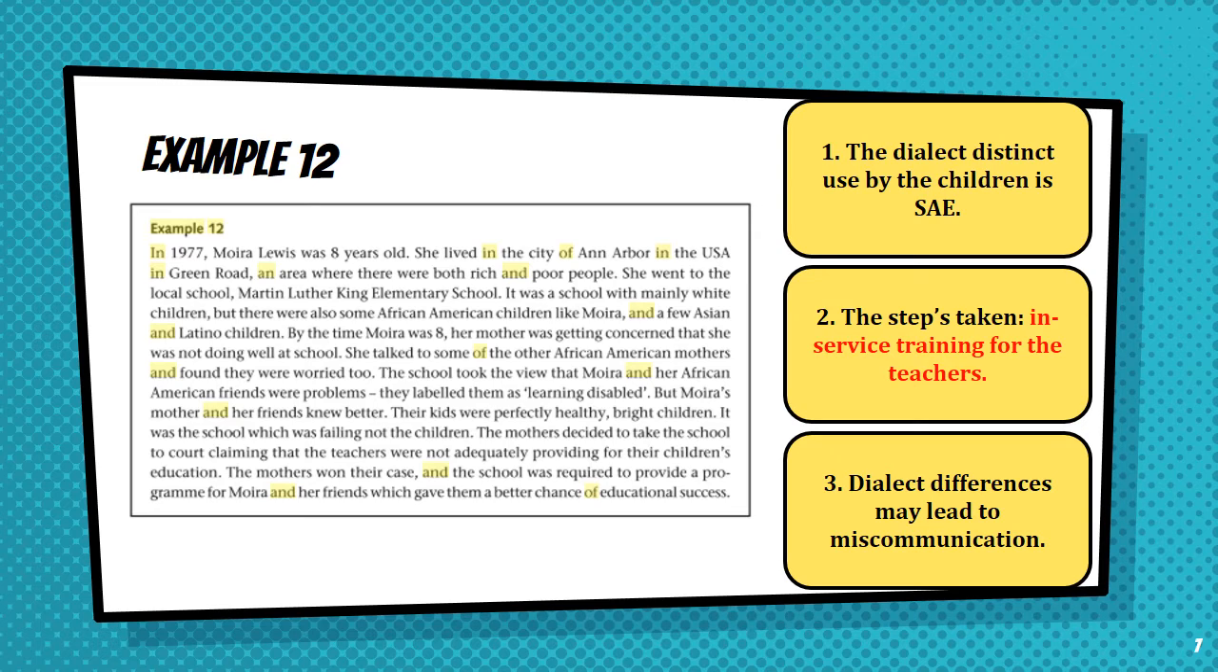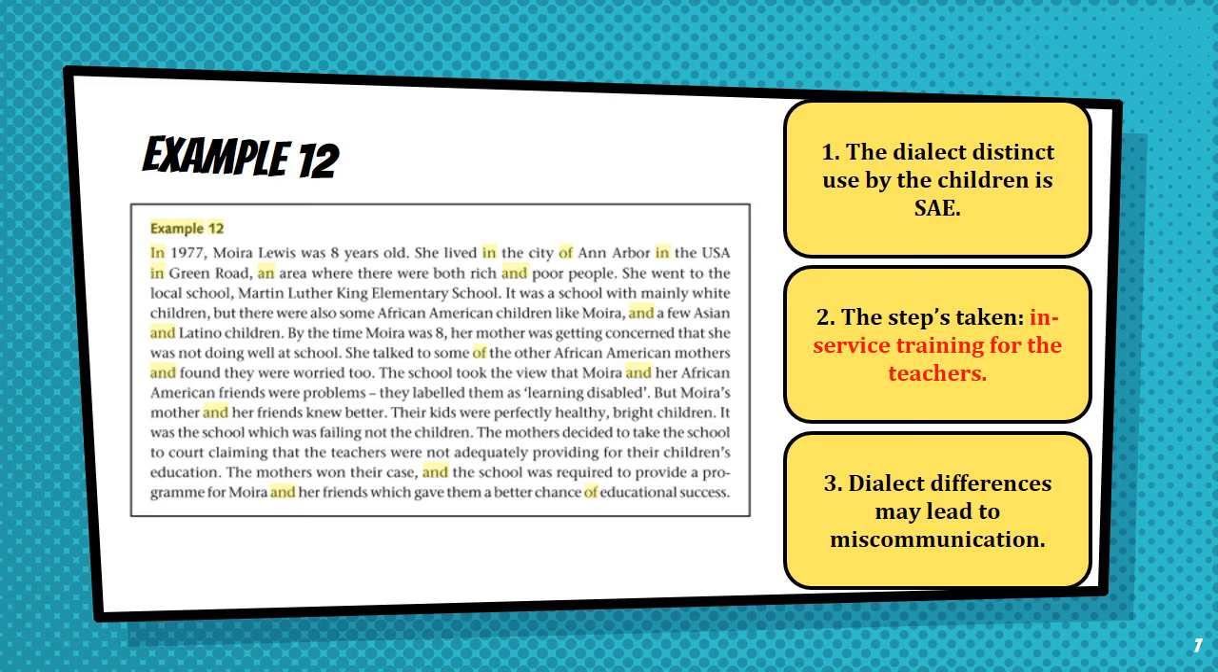The mothers decided to take the school to court, claiming that the teachers were not adequately providing for the children's education. The mothers won the case, and the school was required to provide a program for Moira and her friends, which gave them a better chance of educational success.